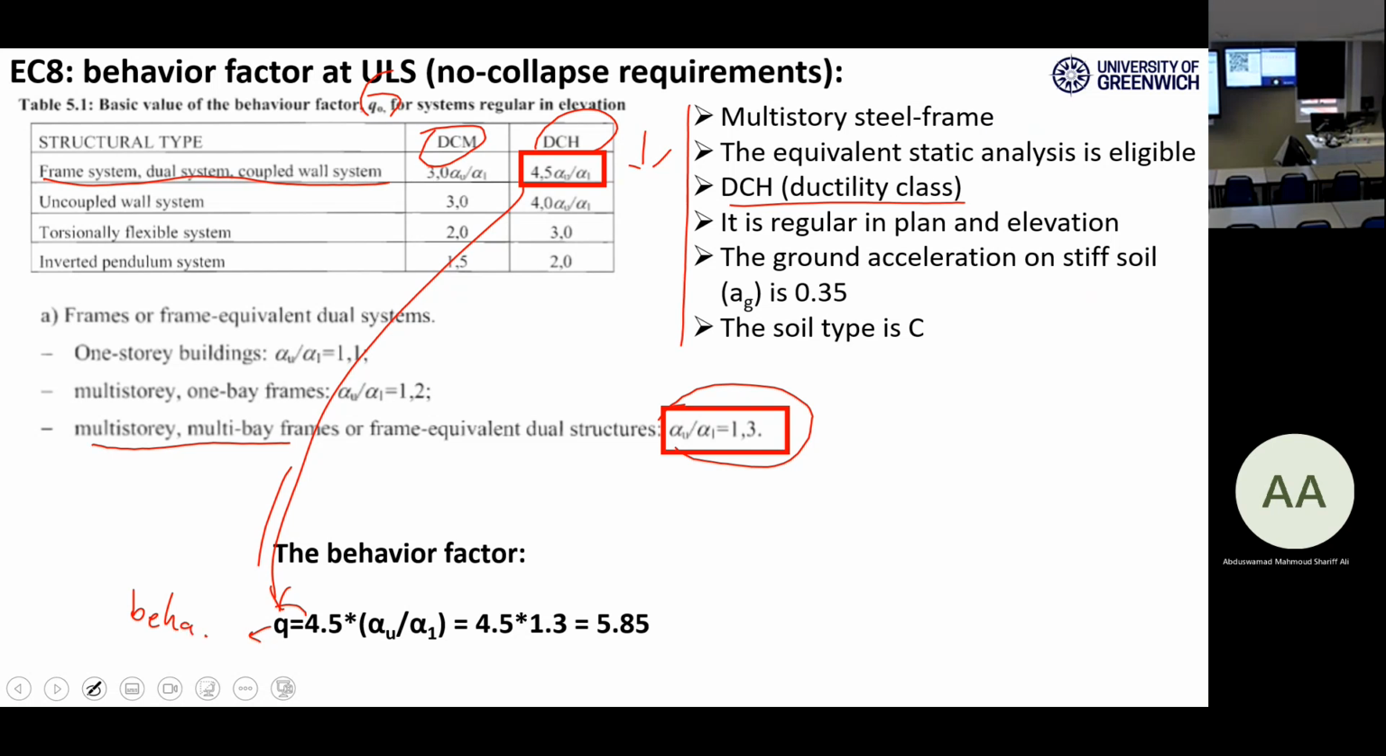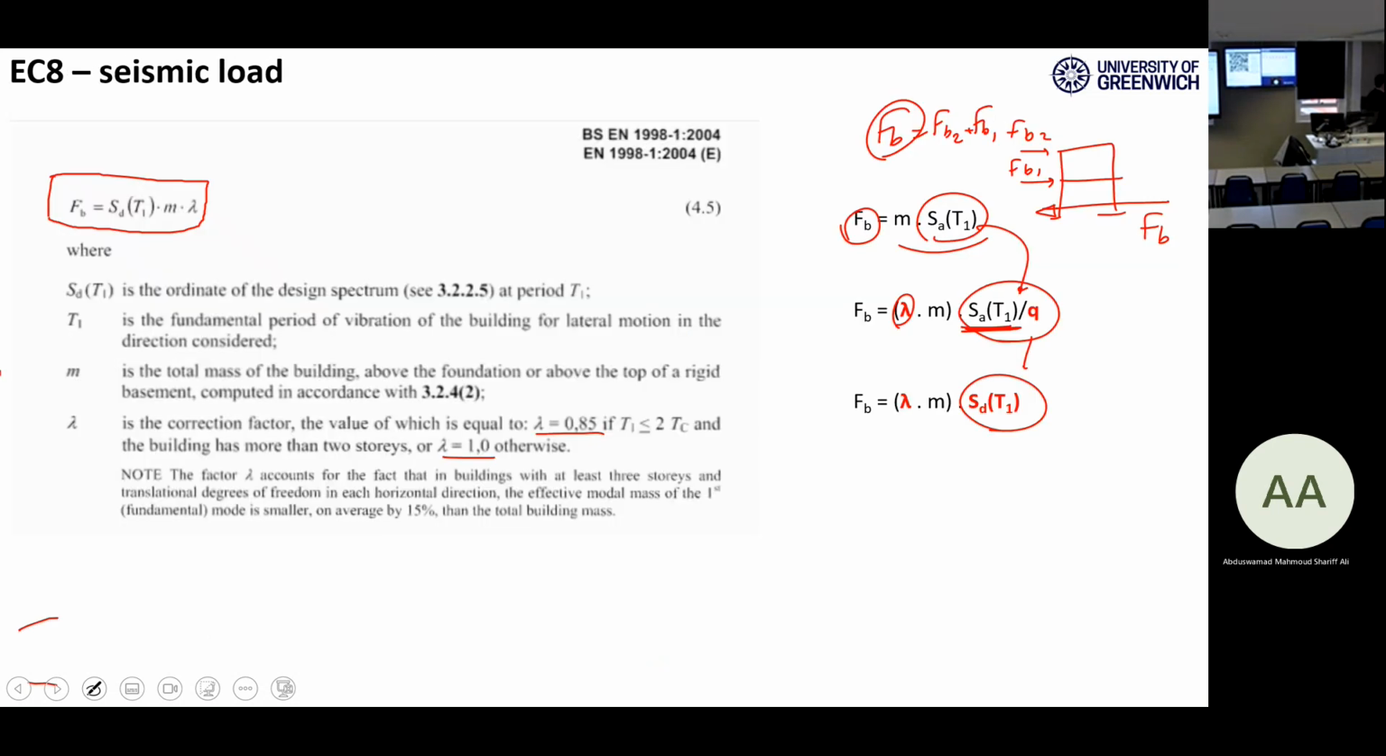Behavior factor, which is 4.5 coming from this table. This ratio is 1.3. I will get 5.85 as the behavior factor. This is the factor I will put here, just to reduce the spectral acceleration. Okay?